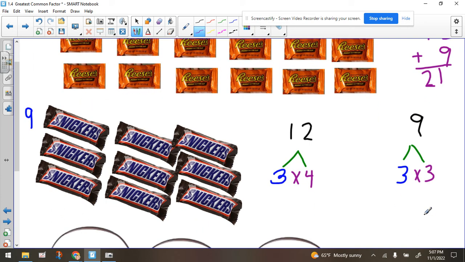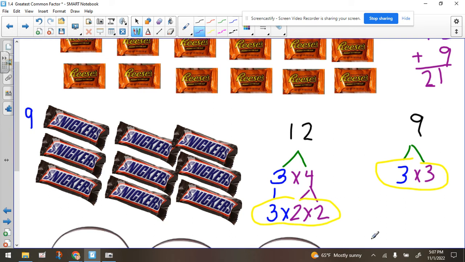Now, if you're not sure how to use the shortcut on how to find the GCF, then we would just keep going with our tree until we have all prime numbers. And let's bring that 3 down. Now, I color-coded this on purpose, and some of you might be able to figure out why. So the prime factorization for 9 is right here. The prime factorization for 12 is right here.